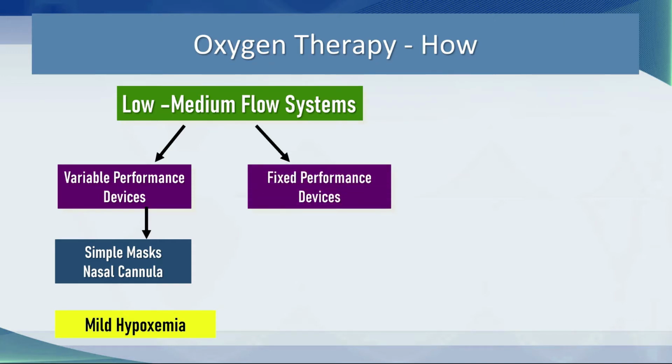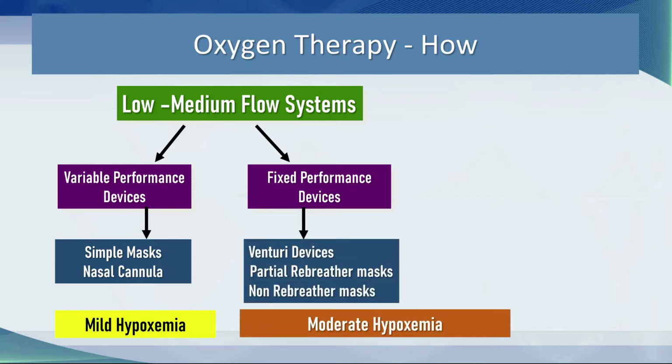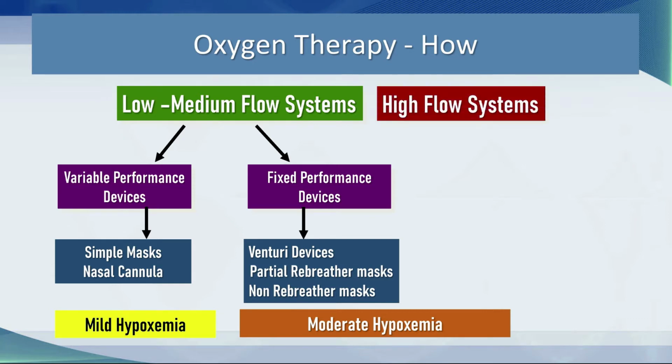In terms of fixed performance devices, these are airway devices where you administer a certain flow of oxygen and you're pretty sure that the patient is going to be getting a specific inspired oxygen tension. And these are usually Venturi devices, and we'll talk about these extensively later on in this tutorial. There are other things such as partial rebreather face masks and non-rebreather face masks, and all of these can be used for managing the patient with moderate hypoxemia up to an inspired oxygen tension of about 60%. Beyond that point, it's really hard to be sure that you're giving the patient adequate flow, and we will talk about that later on. And finally, there are high flow systems.